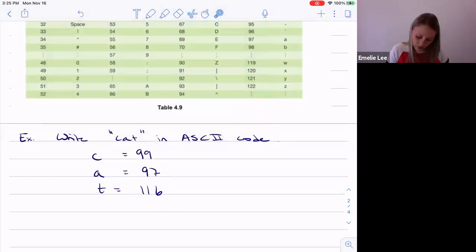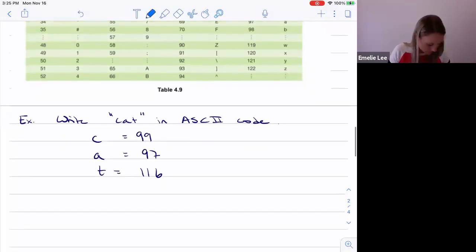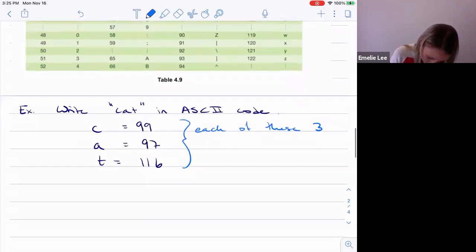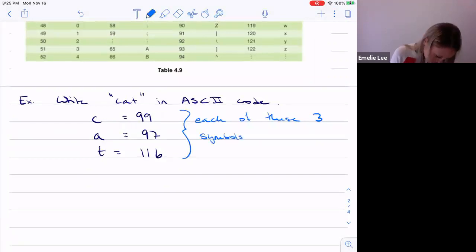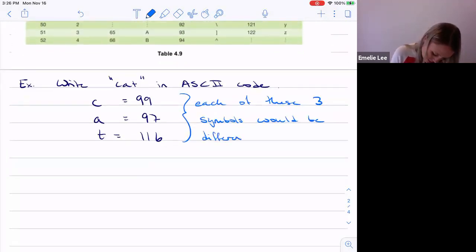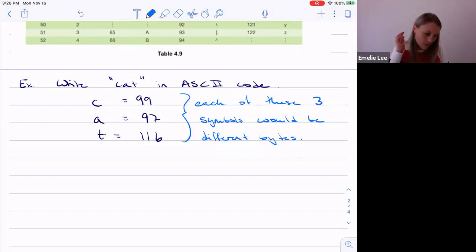Here, each of these three symbols would be a different byte. So if we have this ASCII code 99, what we can do is convert it to binary.